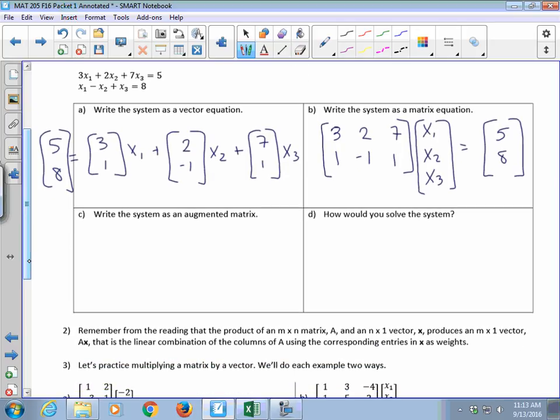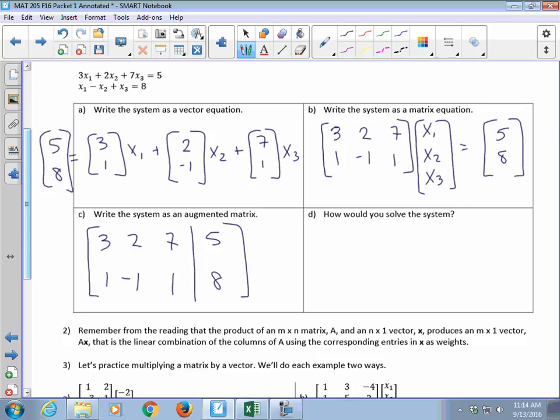All right, if I wanted to write this system as an augmented matrix, that's what we've done the past 2 classes. We have the coefficients, 3, 1, 2, -1, and 7, 1, and we augment that with the 5, 8, and that's the augmented matrix. So this is just 4 different ways of expressing the system of linear equations that I gave you. So the original way, then we have a vector equation, a matrix equation, and an augmented matrix.